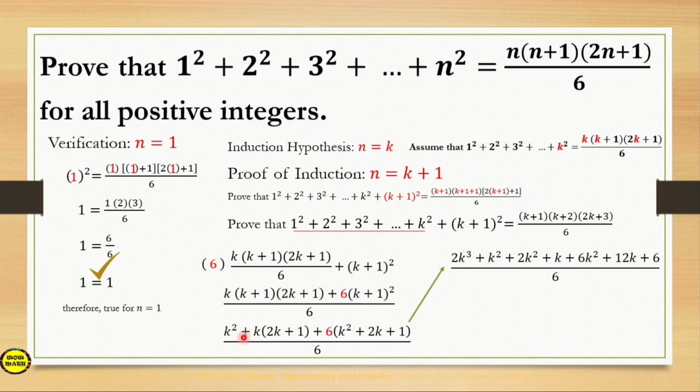And then next tayo, tapos na tayo dito, di ba? So sa k naman, k times 2k, that is positive 2k squared. K times 1, that is positive k. And then dito tayo, dugtong natin. So, 6 times k squared, that is positive 6k squared. 6 times 2k, that is positive 12k. Then, 6 times 1, that is positive 6. So, medyo mahaba, no? All over 6.